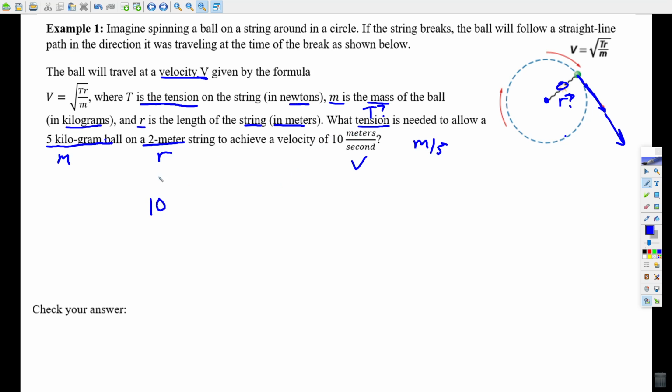All right, to set it up, I'm just going to copy the formula down. So it's going to be 10 equals, that's our velocity, square root, tension, which we don't know, times r, 2, all over m, the mass of the ball, 5. Then we're going to unpack this and solve it. So how do you get rid of a big square root like this? You can't unpack anything inside yet. We have to get rid of the square root by squaring both sides.